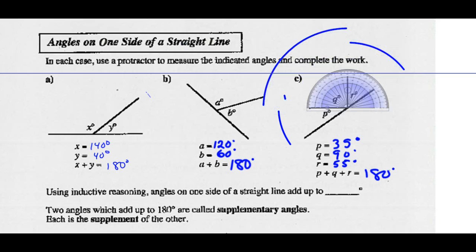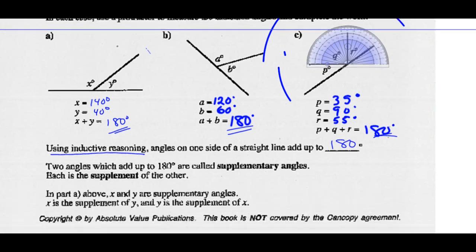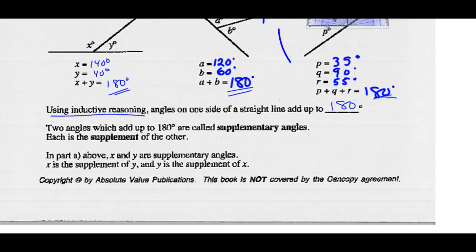So if we use inductive reasoning, angles on one side of a straight line seem to add up to 180 degrees. Two angles which add up to 180 degrees are called supplementary angles. Each is a supplement of the other. In part A above, x and y are called supplementary angles. X is a supplement of y, and y is the supplement of x.